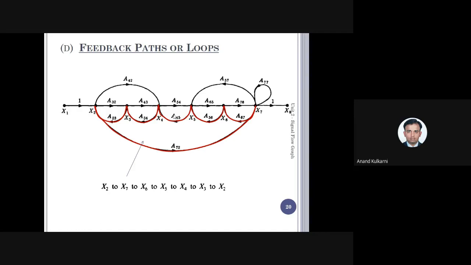I hope I'm clear. Have you understood this? Yes, yes, sir. Understood.